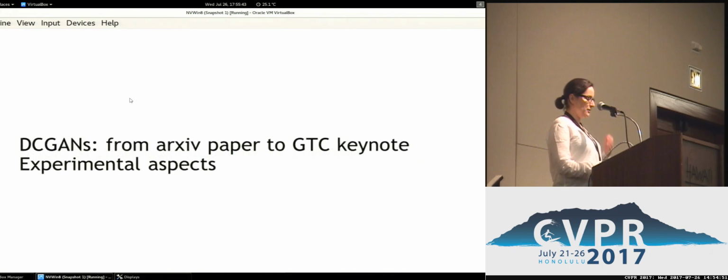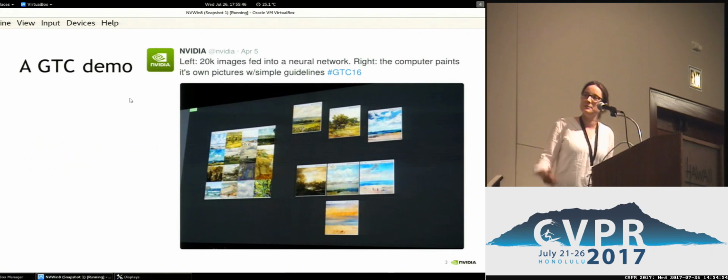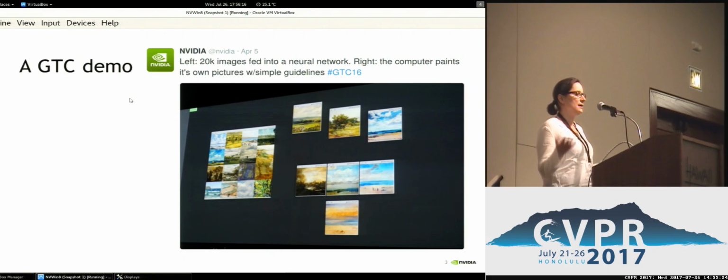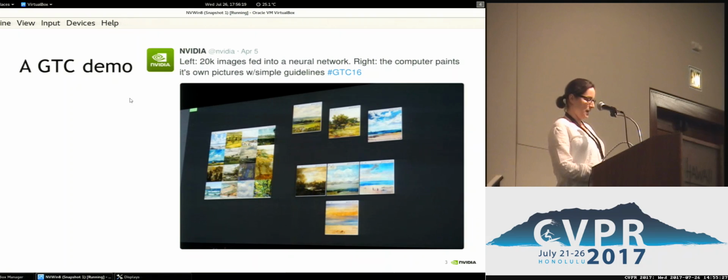So the first one is the DCGAN. Minu presented DCGAN, and that's the GTC demo we ran last year. Basically, before it was cool, we wanted to generate a painting that looked like a painting. So we took 20K images of Victorian paintings. Of course we didn't have 20K images because the Victorian period was long, but not that long, so it was a long augmentation phase. And we tried to have the computer paint its own pictures using simple guidelines, trying to understand the features of the GAN and the features of those Victorian paintings. So luckily, that's what the result is.